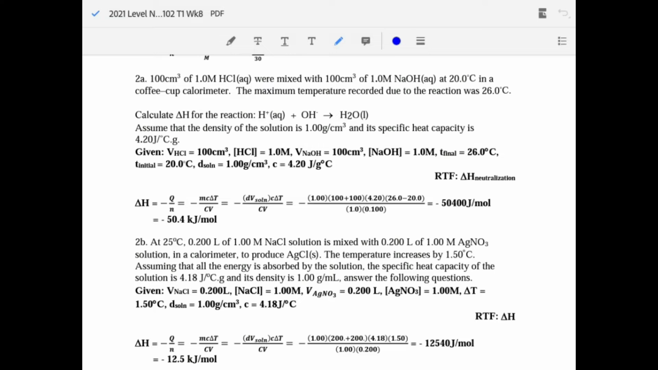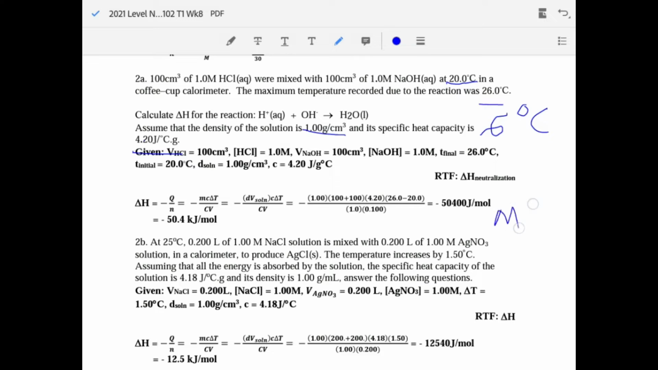Now, second question, 100 centimeter cubed of 1 molar HCl mixed with 100 centimeter cubed of 1 molar NaOH. So acid and base of equal concentration and equal H plus and OH minus. And the maximum temperature recorded was 26, so that's a 6-degree rise Celsius. And assume density 1 gram centimeter cubed for the solution and 4.2. So 6 degrees Celsius, you just do Q equals mc delta T.